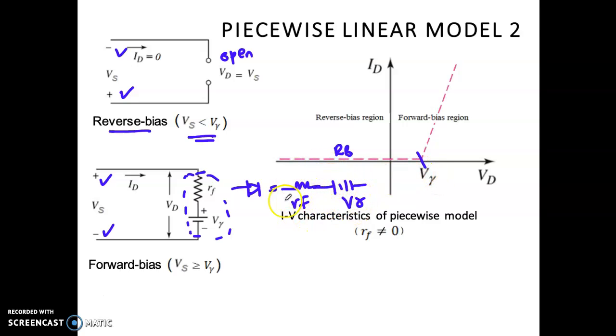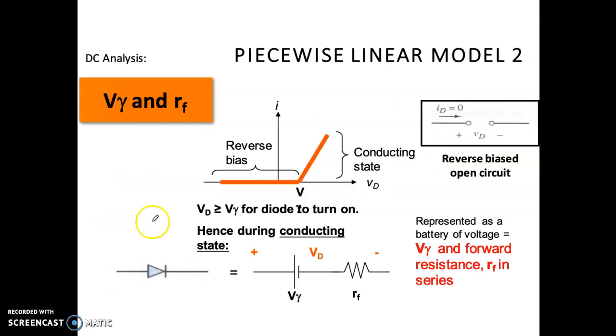Okay, so in model 2 only V gamma. Model 3 becomes more accurate where you're going to replace your diode with V gamma and RF. This is only applied when the condition is Vs more than V gamma, where it will become forward bias. Since there is RF here, there is a slope. This slope, R equals V over I, right? This slope is what we call RF. So this is what we call piecewise linear model 2.